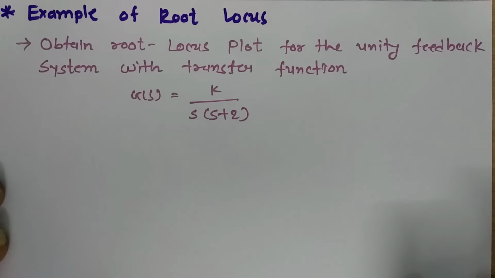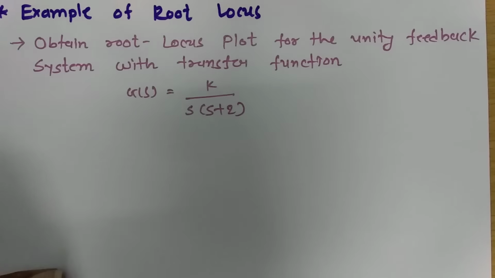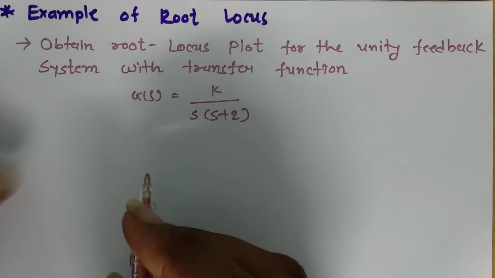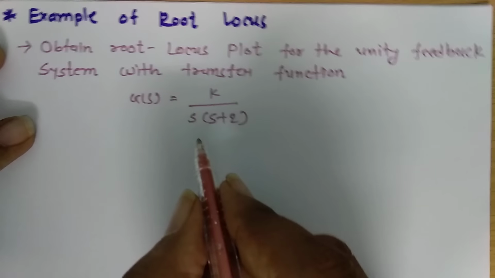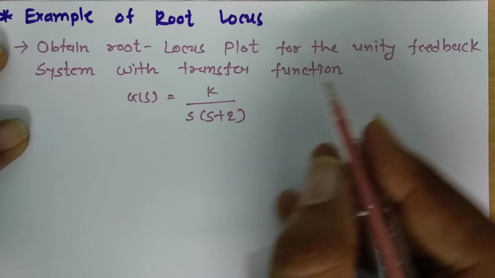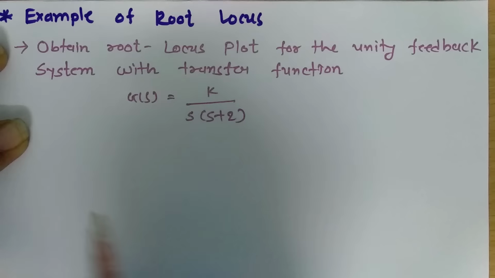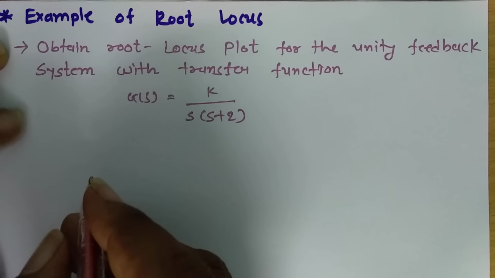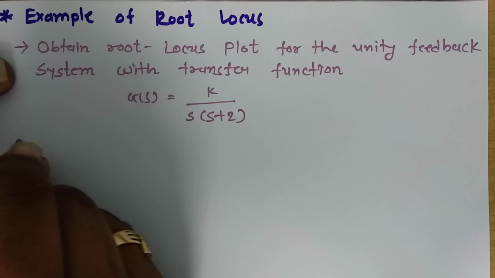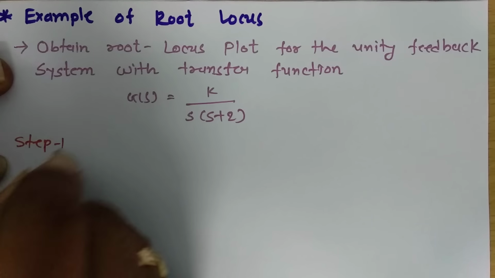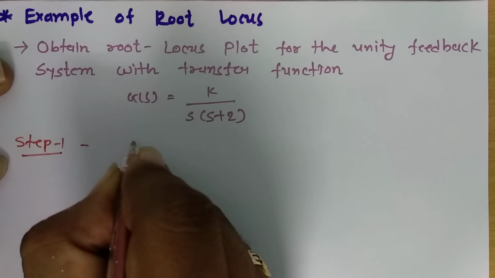In this session, I'll be explaining one example of root locus. One can easily see here that the transfer function for a system is given by K divided by s plus 2, with unity feedback. So let us solve this example for root locus. Let us begin with the first step. Step number 1 is to obtain the loci.